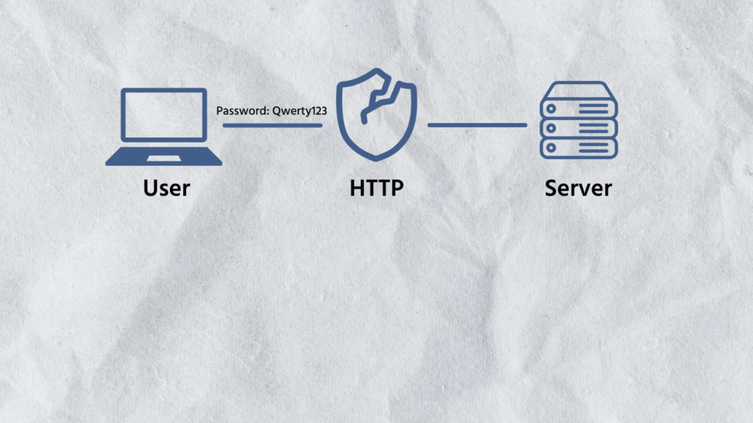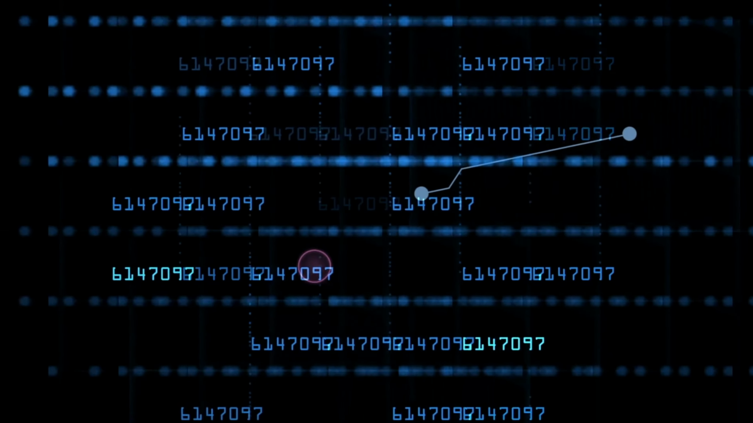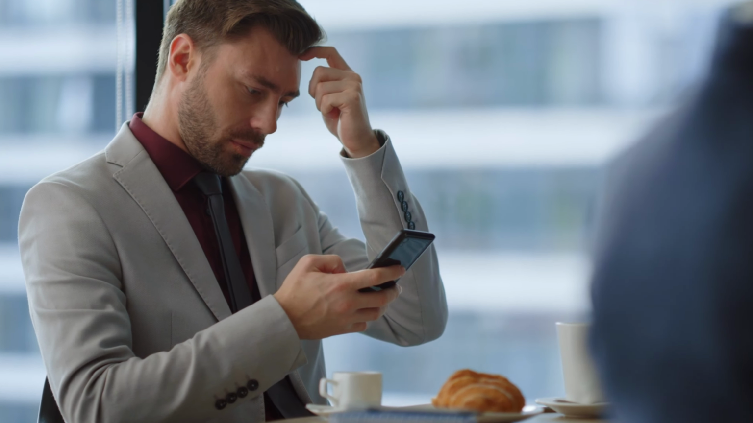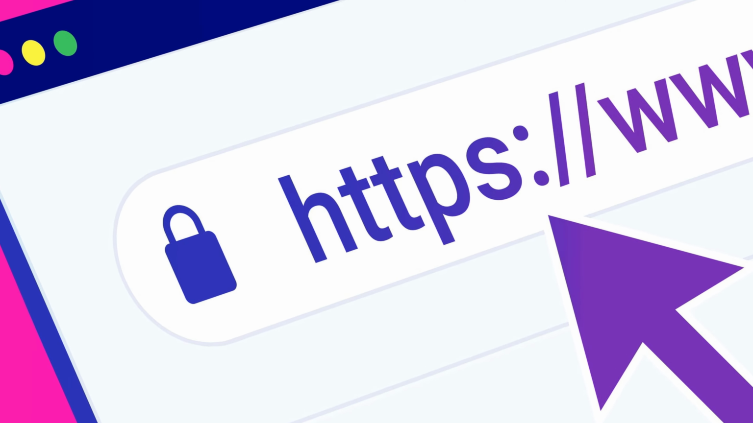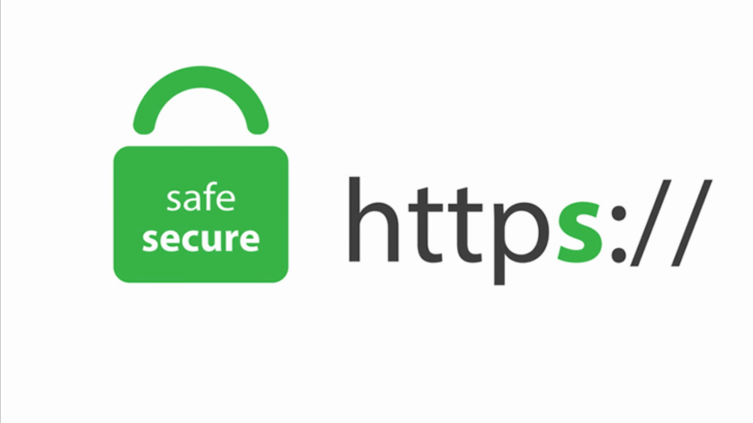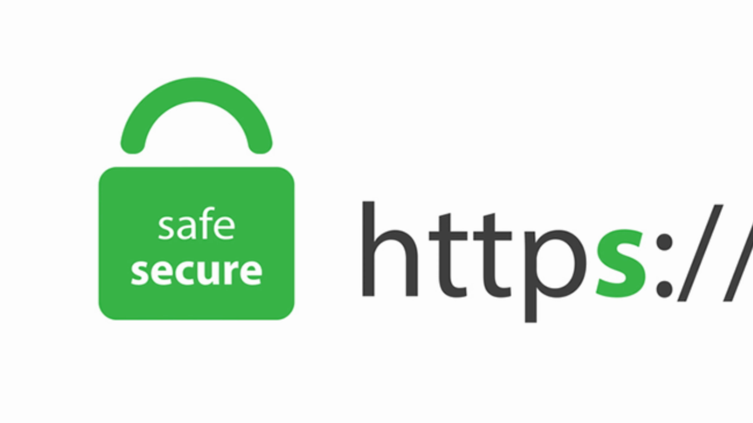So instead of sending information openly, it scrambles it into unreadable code. Only the server can decode it. Think of it like this. HTTP is equal to sending a postcard, anyone can read it. HTTPS is equal to sending a locked box, only the receiver can open it. That little lock icon in your browser means the website is using HTTPS. No lock, think twice before entering your data.